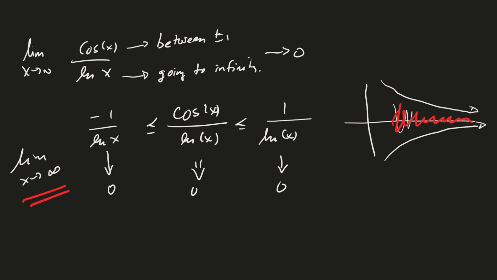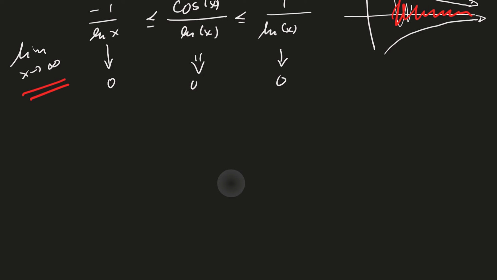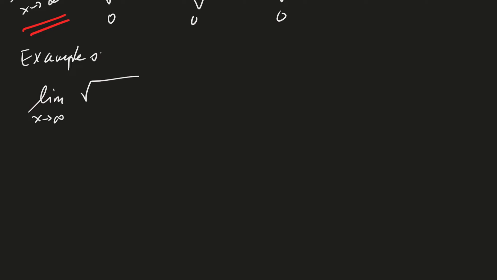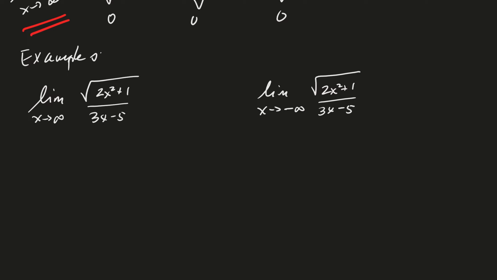Okay, we got one more example, and this one may be a little bit tricky. Examples. These are actually two examples. We want to take the limit as x goes to infinity of the square root of 2x squared plus 1 divided by 3x minus 5, and then we're going to take the limit as x goes to minus infinity of the square root of 2x squared plus 1 divided by 3x minus 5.